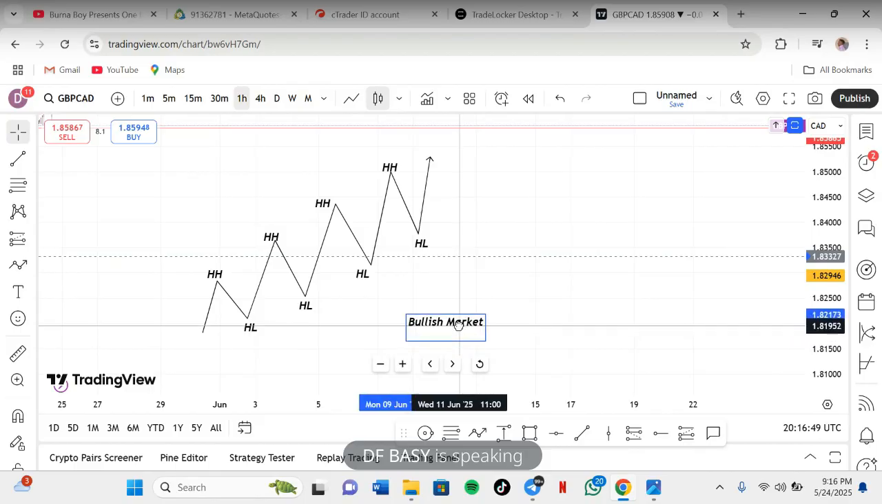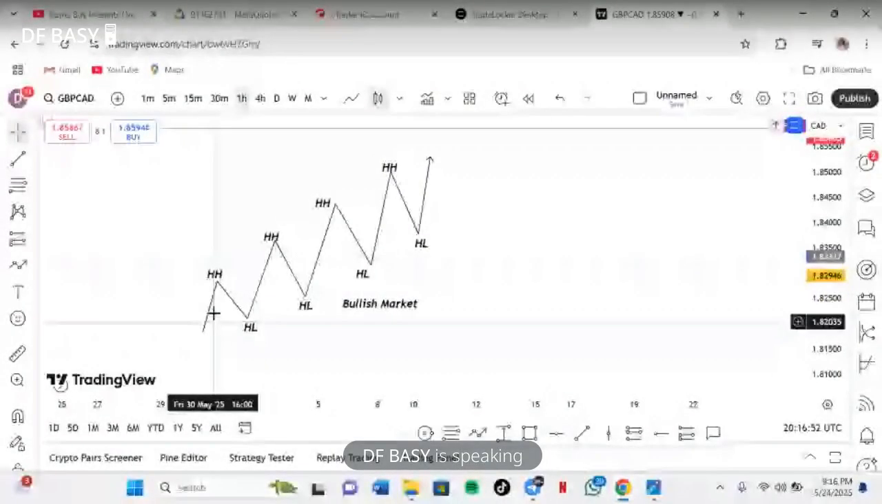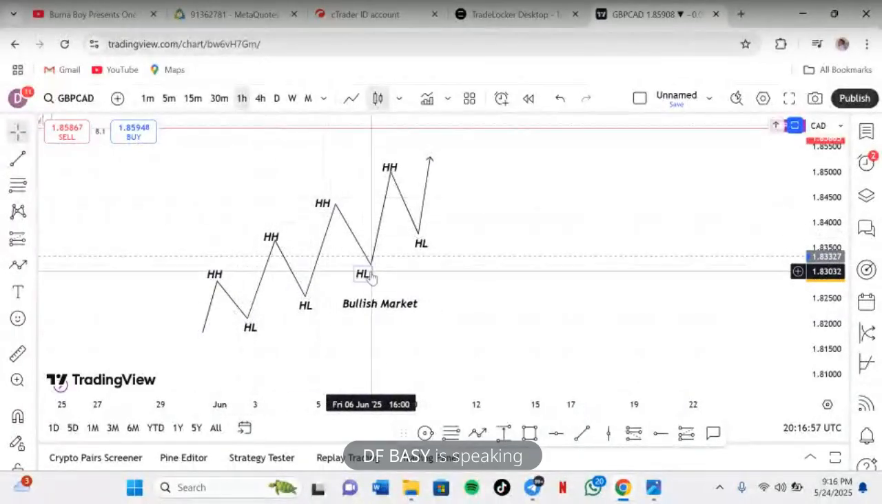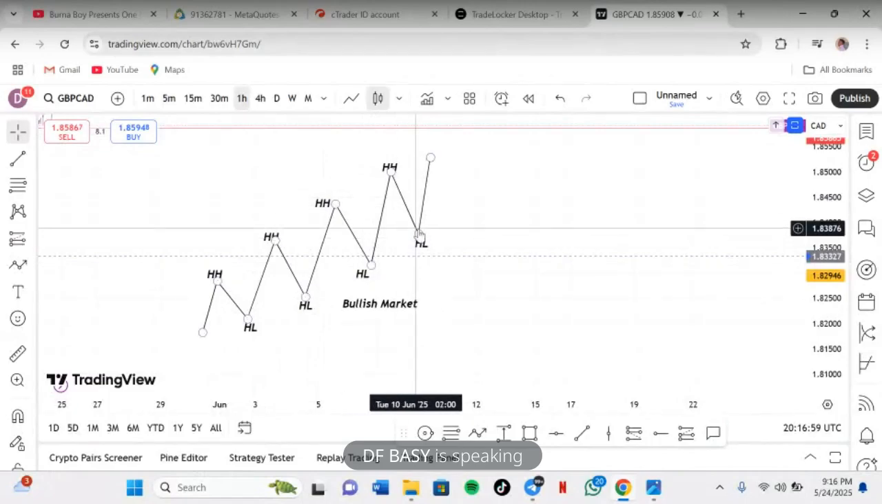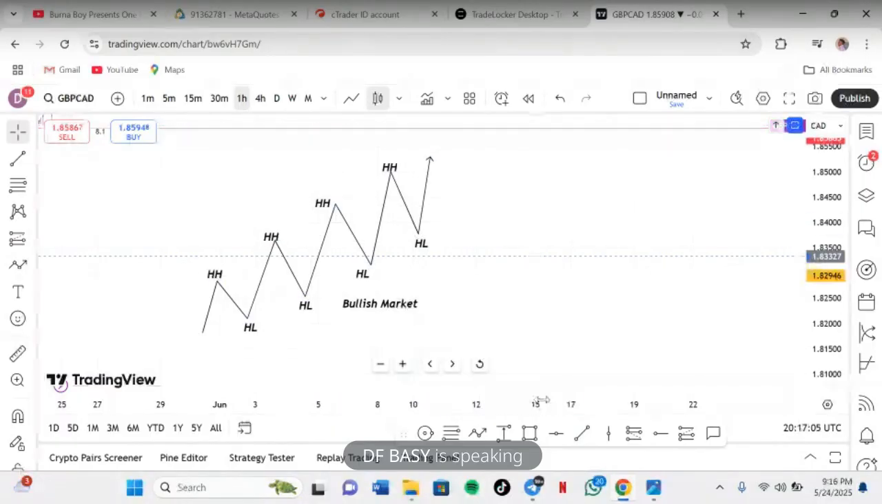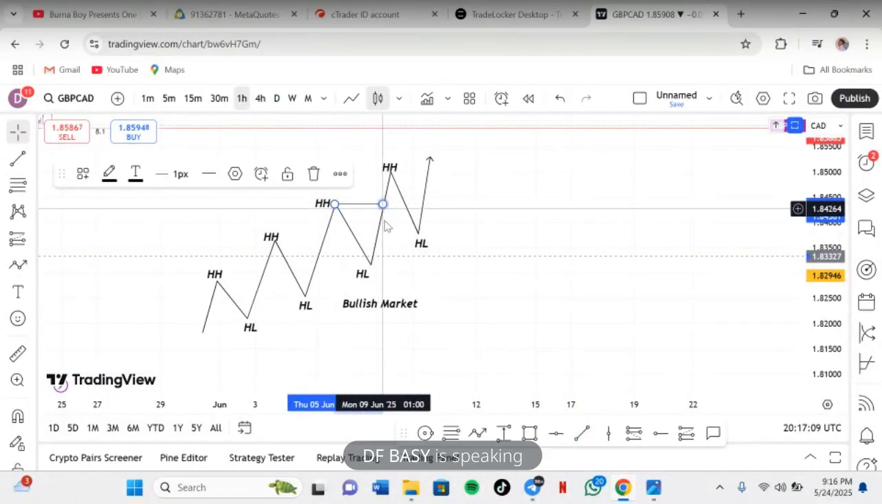When you talk about a bullish market, you should be expecting this. The market will create what? A series of higher highs, higher lows, higher highs, higher lows. These are the lows, these are the highs. These highs, once they come out, they break structure. Once these lows come out, they break structure to the upside if it's a bullish market.